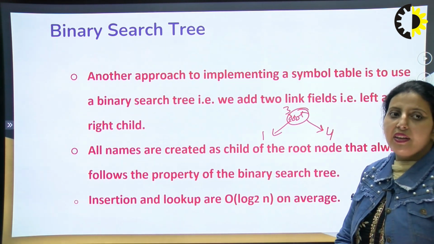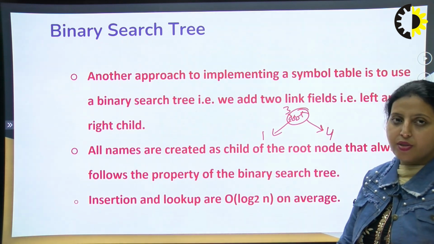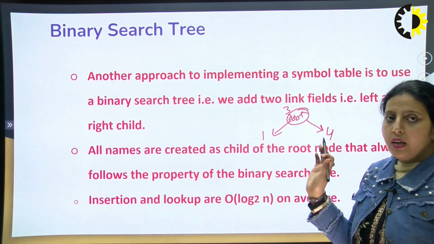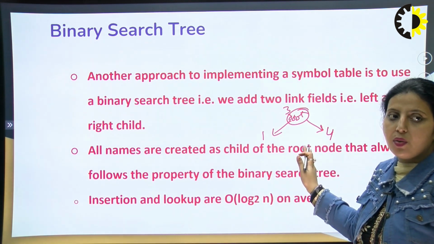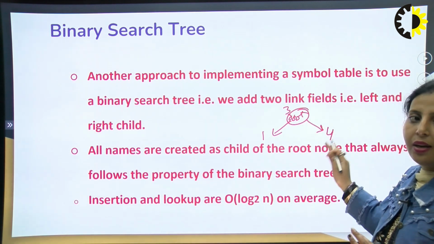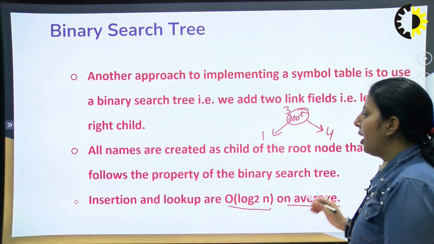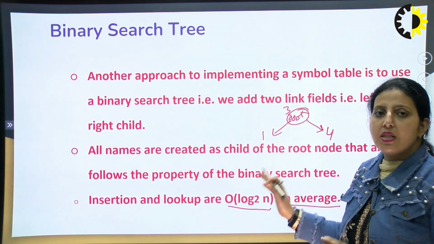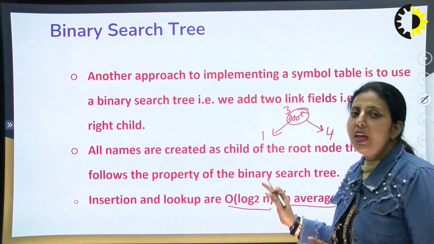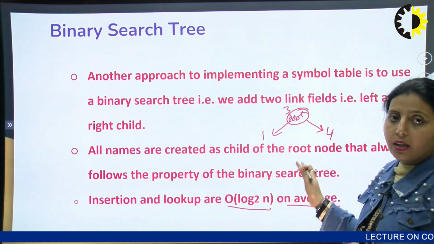All names are created as children of the root node and always follow the property of the binary search tree, that is, the left child is smaller than the root and the right child is greater than the root. In this, insertion and lookup are O of log n on average, which means both insertion as well as lookup have the same complexity for the average case. This is the third implementation.